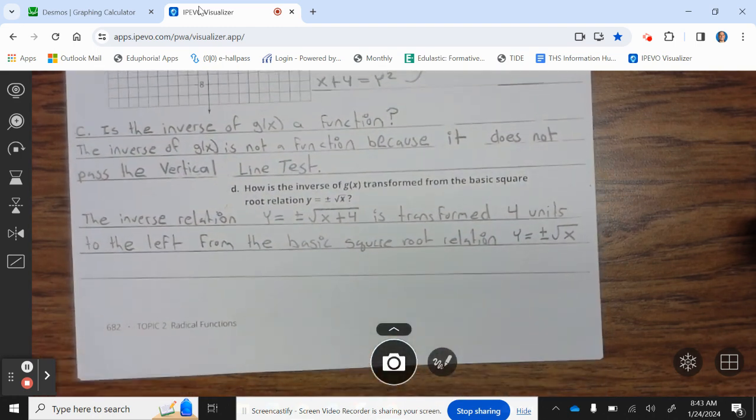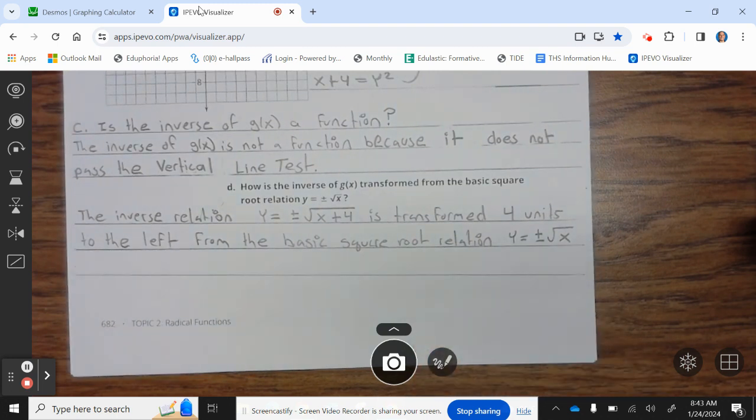All right, C. Is the inverse of g of x a function? The inverse of g of x is not a function because it does not pass the vertical line test. D. How is the inverse of g of x transformed from the basic square root relation y equals plus or minus square root of x? The inverse relation y equals plus or minus square root of x plus 4 is transformed 4 units to the left from the basic square root relation y equals plus or minus square root of x. All right, let's take a look at the next page.